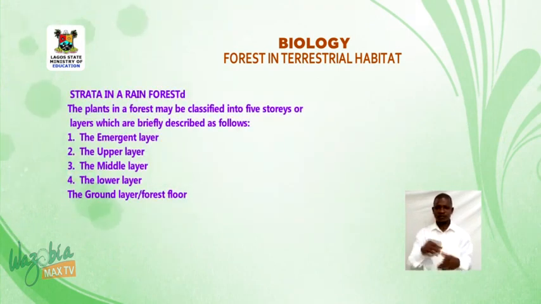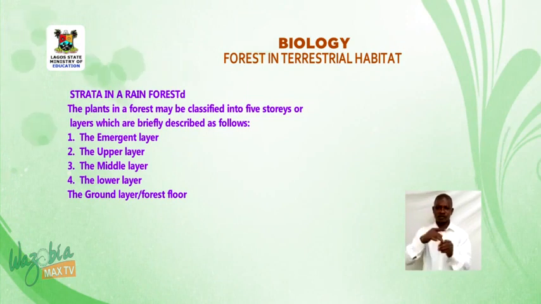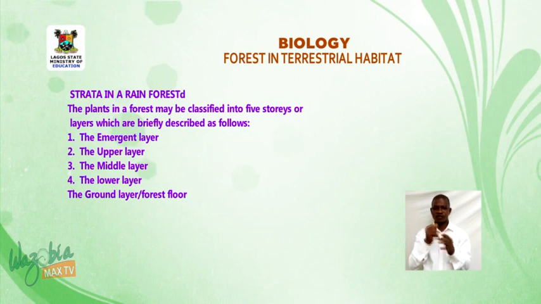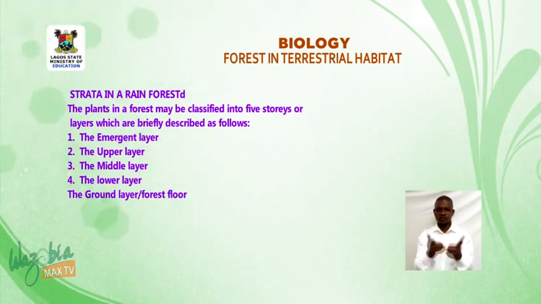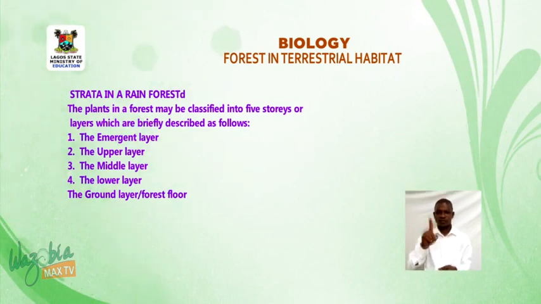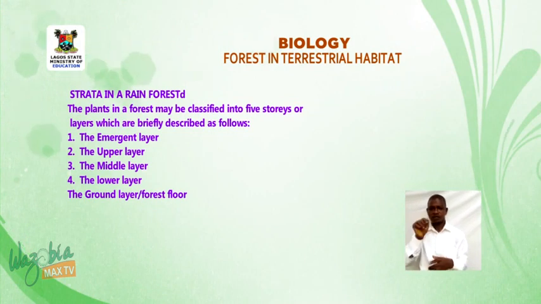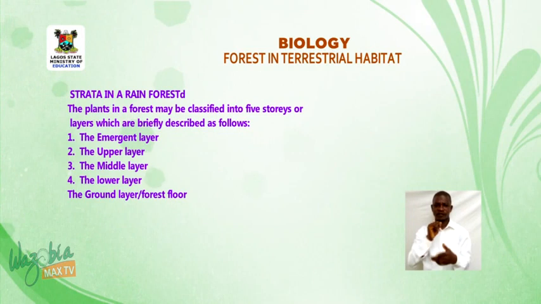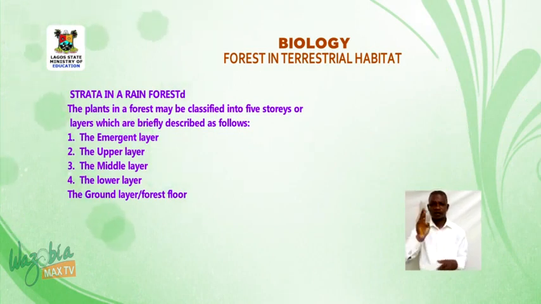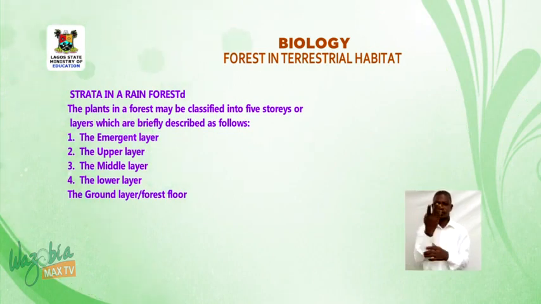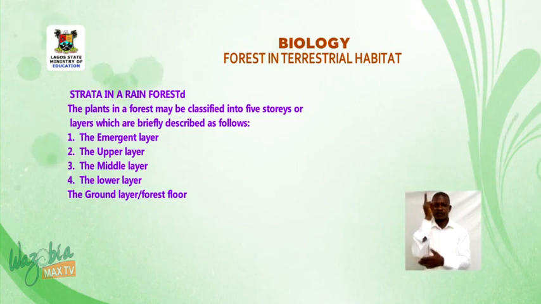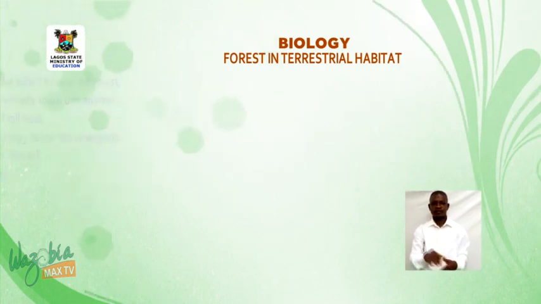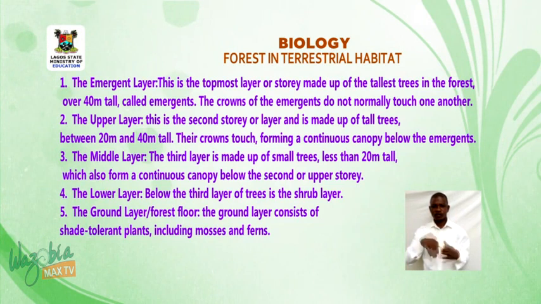Now, let's look at the strata in a rainforest. The plants in a forest may be classified into 5 stories or layers, which are briefly described as follows. 1. The emergent layer. 2. The upper layer. 3. The middle layer. 4. The lower layer. And 5. The ground layer or forest floor. Now let's look at them one after the other.